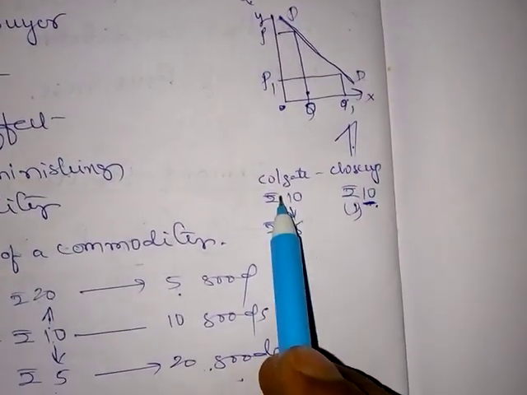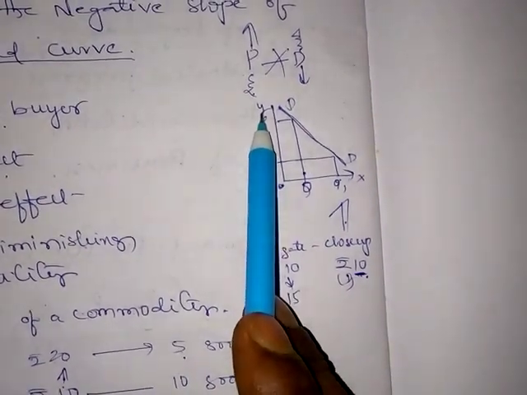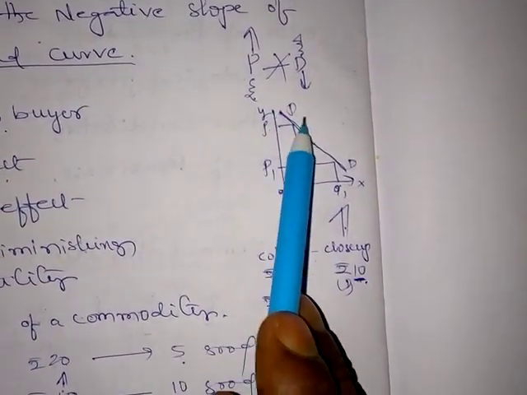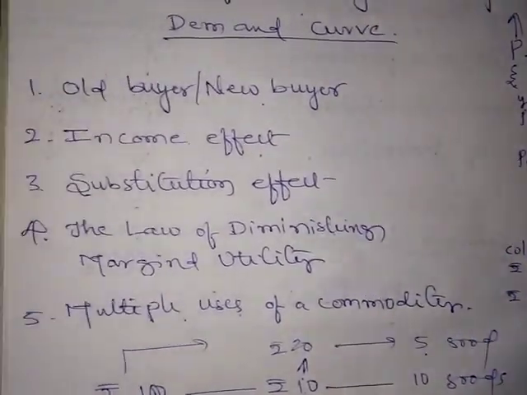And the demand for Colgate decreased because of its higher price. Therefore when price is higher, demand will be lower. So the demand curve slopes downwards to the right. This is called substitution effect.